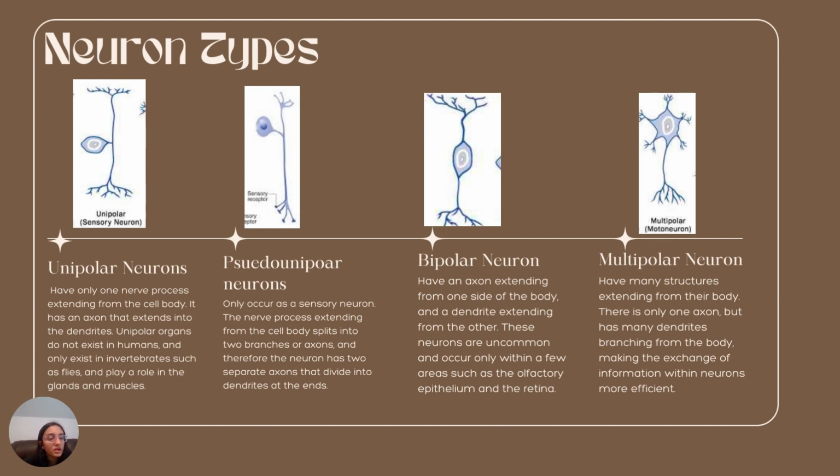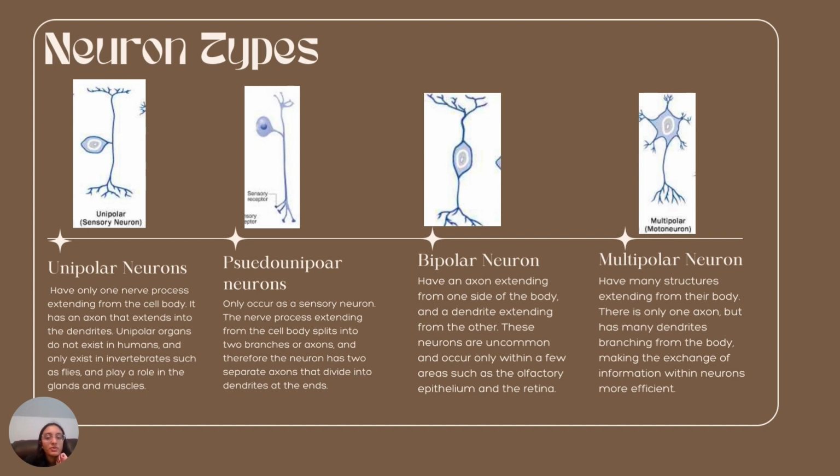Pseudounipolar neurons only occur at the sensory neuron. The nerve process extending from the cell body splits into two branches or axons, and therefore the neuron has two separate axons that divide into dendrites at the ends. The bipolar neuron has an axon extending from one side of the body and a dendrite extending from the other. These neurons are uncommon and only occur within a few areas such as the olfactory epithelium and the retina.